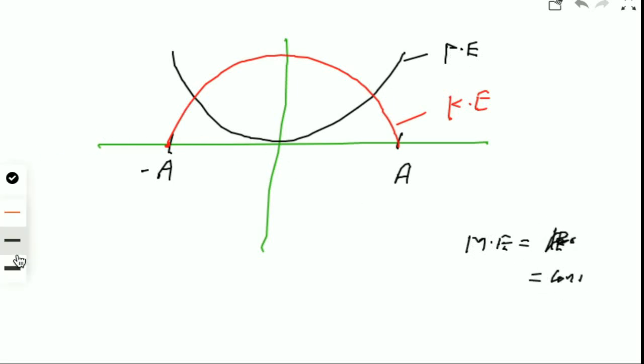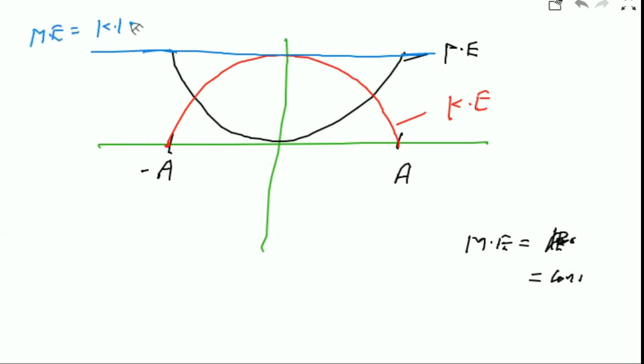You can plot the mechanical energy like this. This is the mechanical energy, and you can see it is independent of position, that is, kinetic plus potential, and this is always conserved.